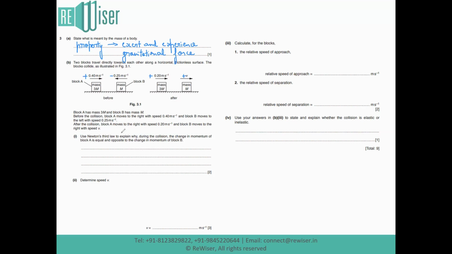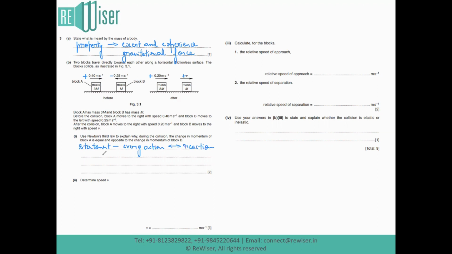Let's understand Newton's third law first before we explain this. Newton's third law says that every action has an equal and opposite reaction. Let's apply this to an example question. Let's take the collision of two masses, the same masses given in the question. I'll assume the first mass as block A, the second one as block B.